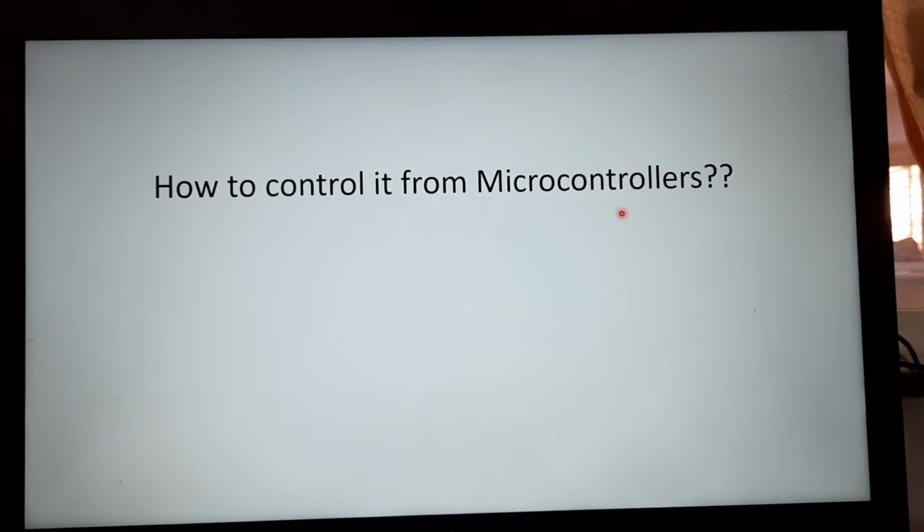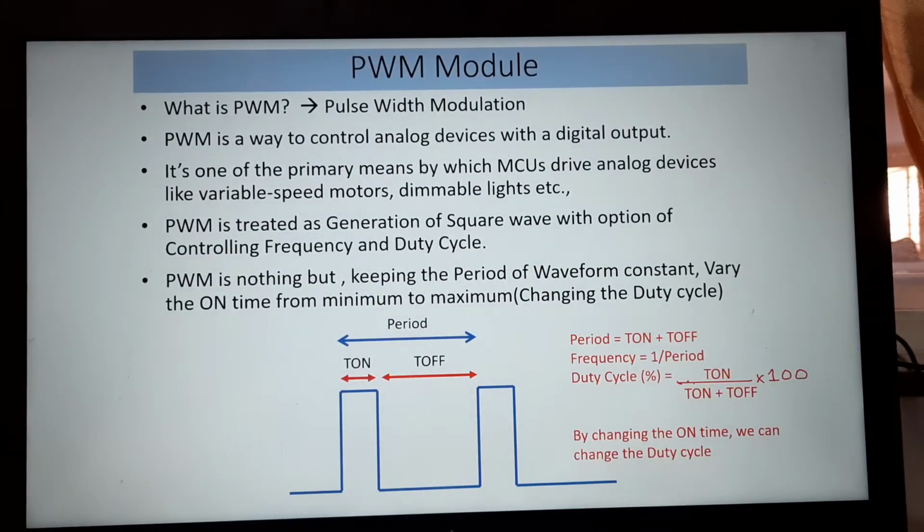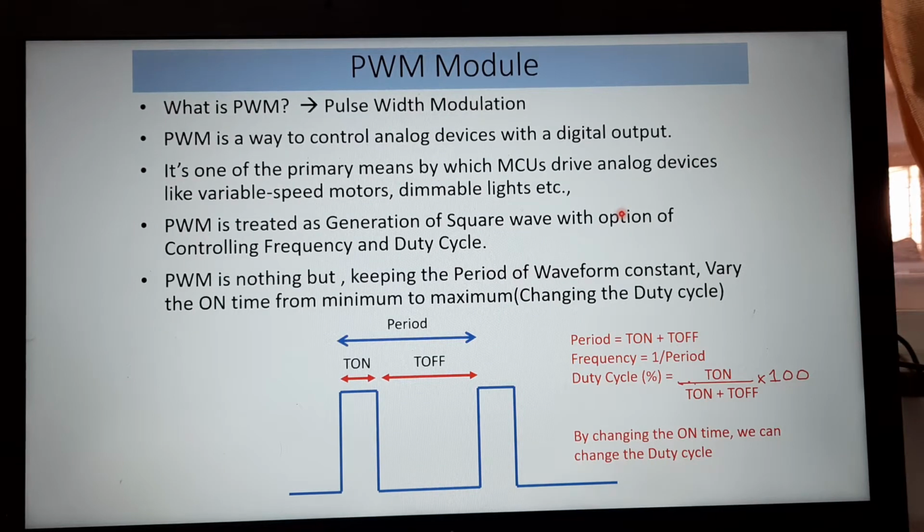How do we do that in the microcontroller? Can we control it from microcontrollers? Yes. What is the solution? Using the PWM technique. What is PWM? PWM is nothing but pulse width modulation. Modulation means nothing but changing or altering. So I'm going to modulate the pulse width.